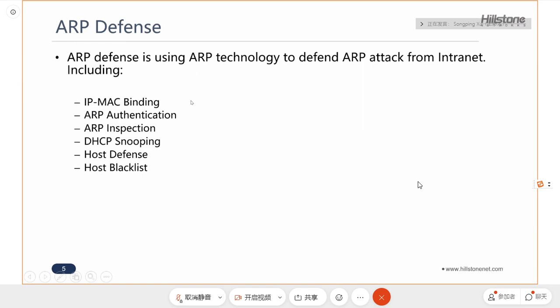IP MAC binding is more or less used to bind a specific IP and MAC address. So in this case, we can only allow the bound IP with the MAC to access, to defend against any other ARP attack. ARP authentication will help to authenticate the ARP request. And ARP inspection can be used to inspect both static and dynamic IP MAC binding. DHCP snooping is used to allow the normal address distribution from the DHCP server and also detect malicious hosts which are publishing fake DHCP services in the network.